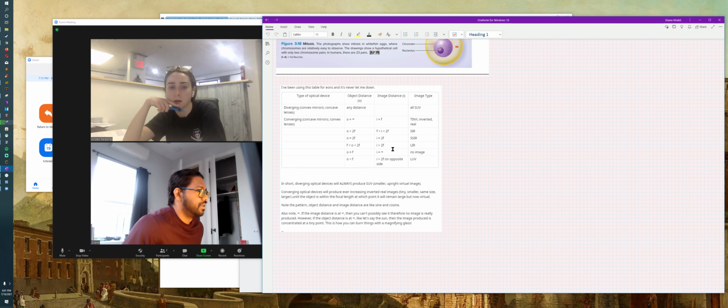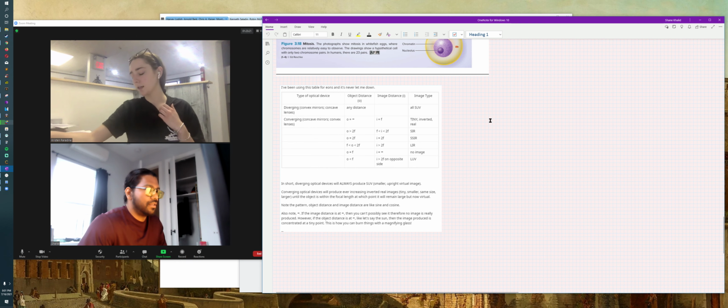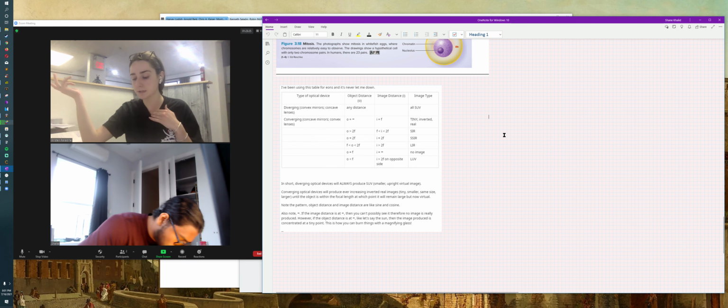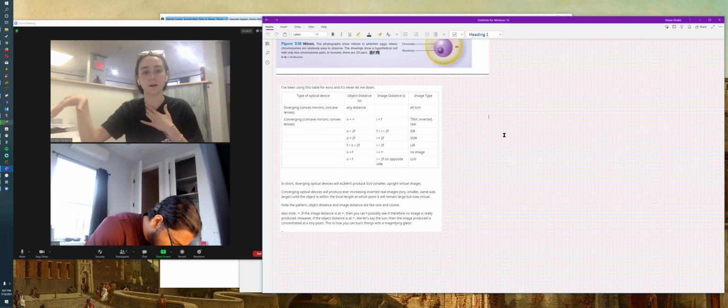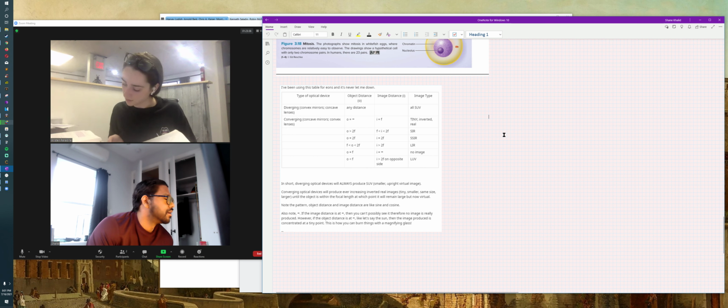Okay. I think I need to just sit on this, because this just seems like a lot. I see your pattern and that helps, but I really do think I need to sit on this. I'm looking at the M greater than 0, upright. Wait, what's that? M greater than 0 upright. Oh, is he looking at magnification or something?